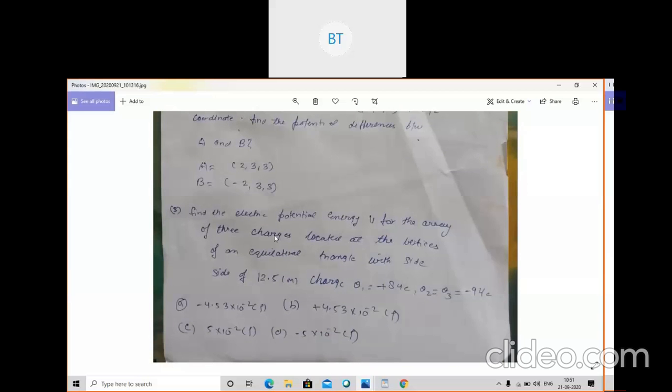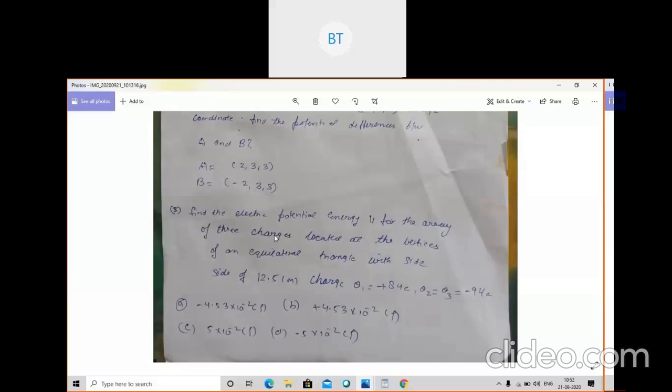So I can read the question for you: find the electric potential energy U for an array of 3 charges located at the vertices of an equilateral triangle. Since it is an equilateral triangle, all the sides are the same, 12.5 centimeter. The charge Q1 was plus 8 microcoulomb. For Q2 and Q3 they had given charge minus 9 microcoulomb. So they are asking you to calculate the electric potential energy for all those 3 charges.